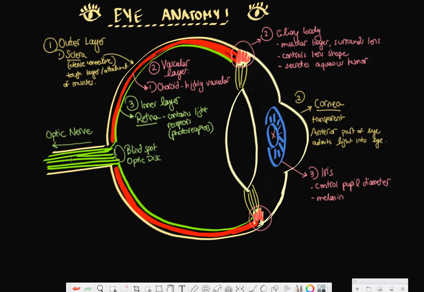So these are the three main layers of the eye, but we have a few more components to discuss. The first component that we'll discuss is the lens. The lens, as you can see right here, is made up of transparent cells, and its function is to focus light rays as they come in through the eye. It's going to focus them on the retina. So, transparent, and it focuses light on the retina.